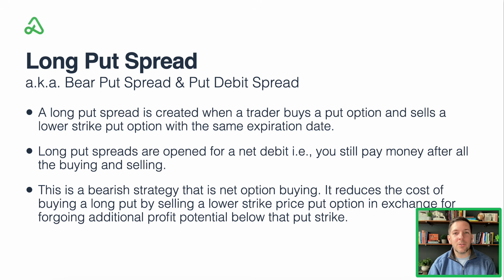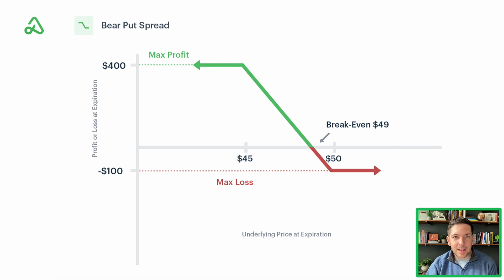So this is typically created when you buy a put option and then sell a lower strike put option with the same expiration. You're still doing it for a net debit, which means you pay money to enter the trade, but just like the other example, the reason that you would do this is because a long put option is very expensive also, so you would finance and choose to offset that cost by selling a put option at a lower strike, reducing your overall profit potential or capping it, but the overall cost to enter the trade is much less.